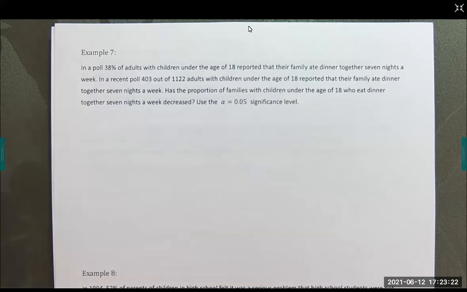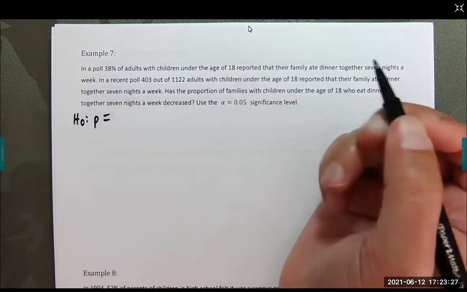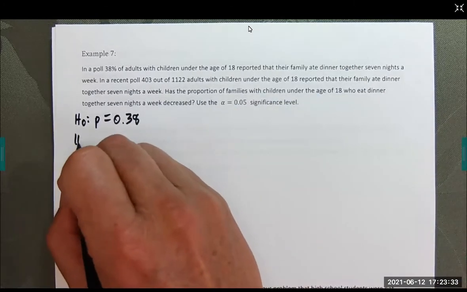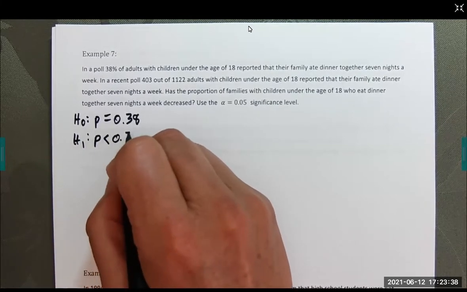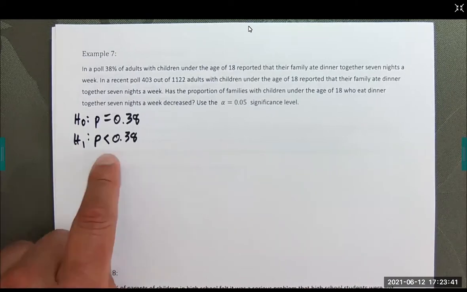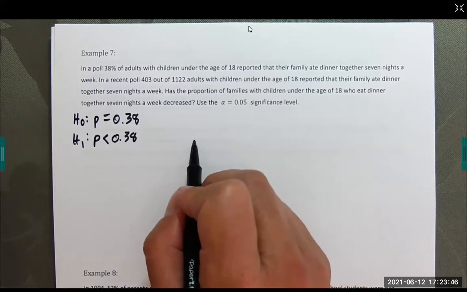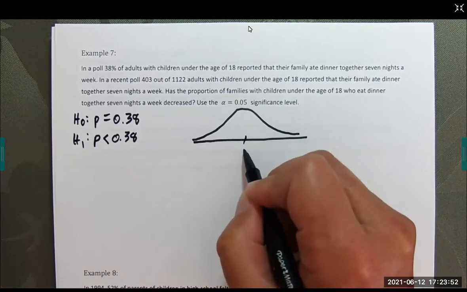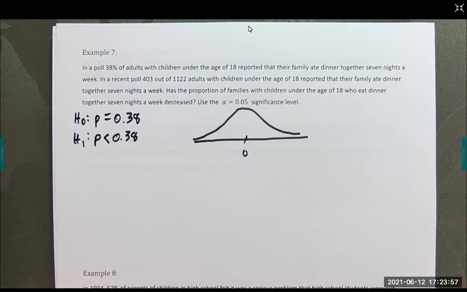All right, so here we go. Our null hypothesis is that it's 0.38. The alternative hypothesis is that it has decreased. Once again, the claim is on the alternative hypothesis. All right, so let's build our critical region. It's less than, so it's going to be a left tail. Our alpha is 0.05. So we're here.